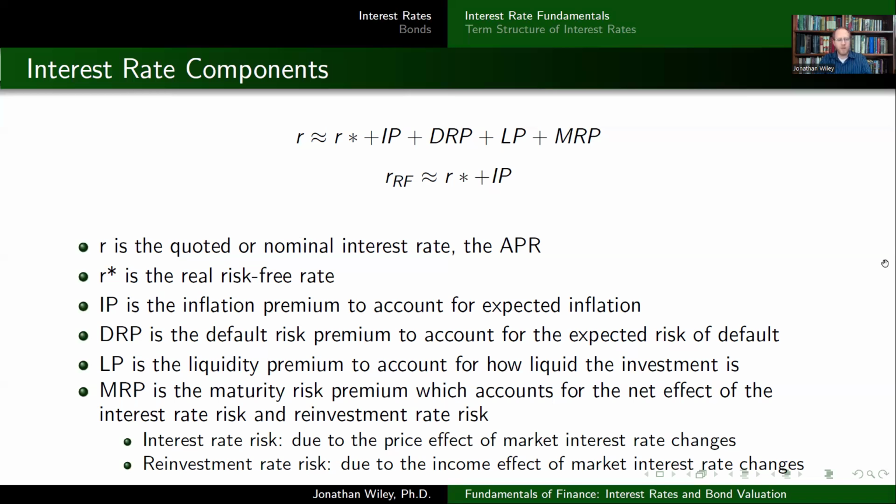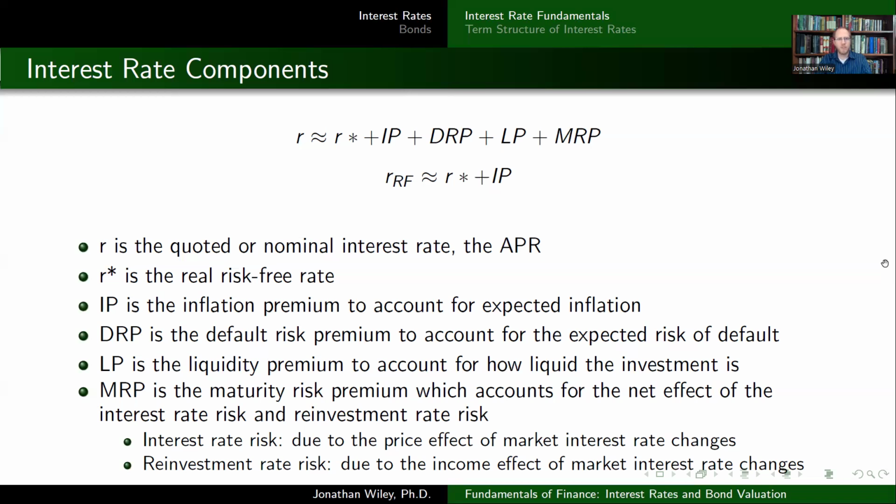Now, on the other hand, we have reinvestment rate risk. So this is also related to market interest rate changes, but it's focusing on the income effect. So let's talk about that. A lot of loans are multiple year loans. So think a 30-year mortgage for instance. So let's suppose you're a lender and you have lent money to somebody for a 30-year mortgage. You're getting payments every month. So as you get those payments every month, you're going to take those payments and you're going to reinvest them as the lender.